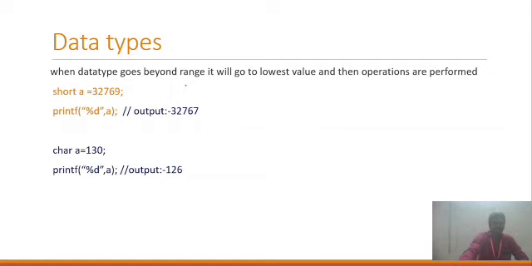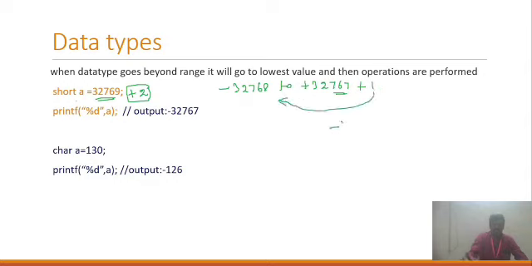Now the most important thing: I have short a. You know the range of short: minus 32,768 to plus 32,767. But I am trying to declare a value which is 32,769. What will happen? It is permitted up to 32,767. Now this is 2 more than the actual range. When you add 1 to the maximum, it will go to the minimum value. What is the minimum value? Minus 32,768. Still, you have to add one more.